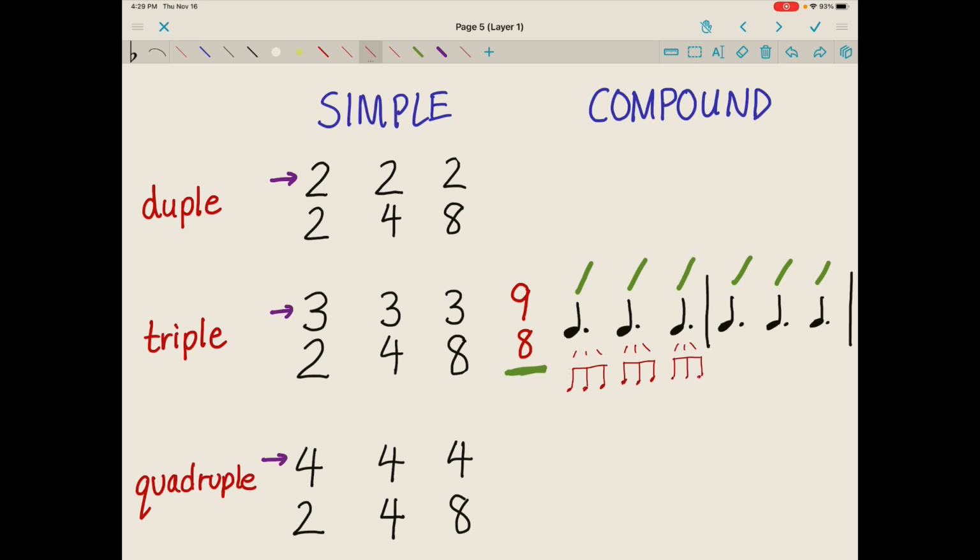This adds up to a total of 9 subdivided beats per measure, which is why our time signature has a 9 on top. And the subdivided pulse note is an eighth note, which is why our time signature has an 8 on the bottom. Recall that in compound meters, the time signature will actually tell us how many subdivided beats there are in each measure, and what kind of note value will be our subdivided beat or pulse note.